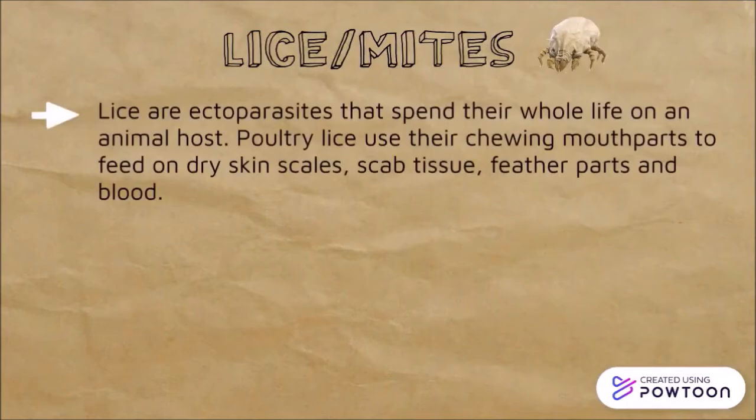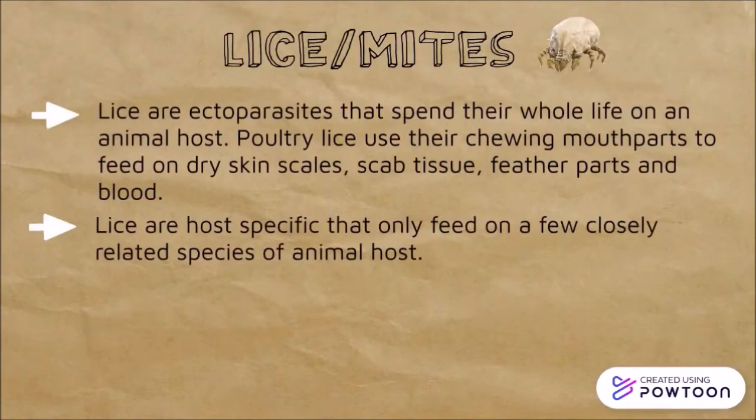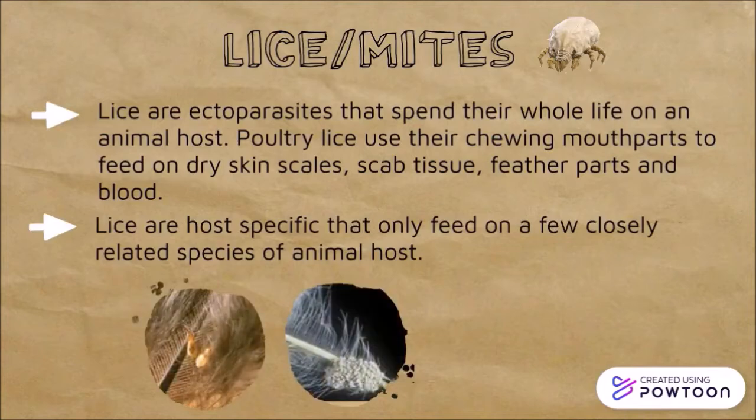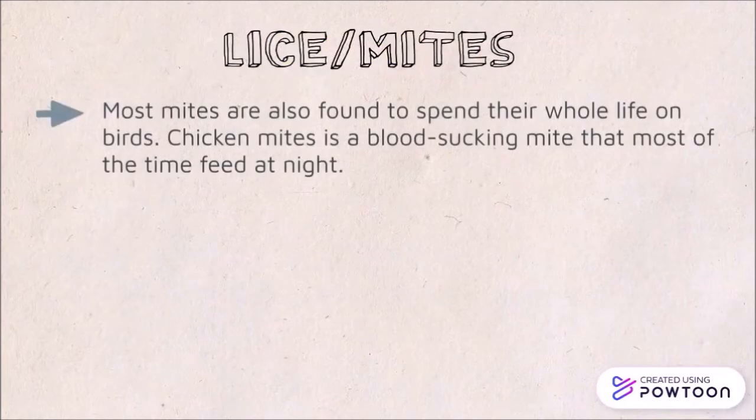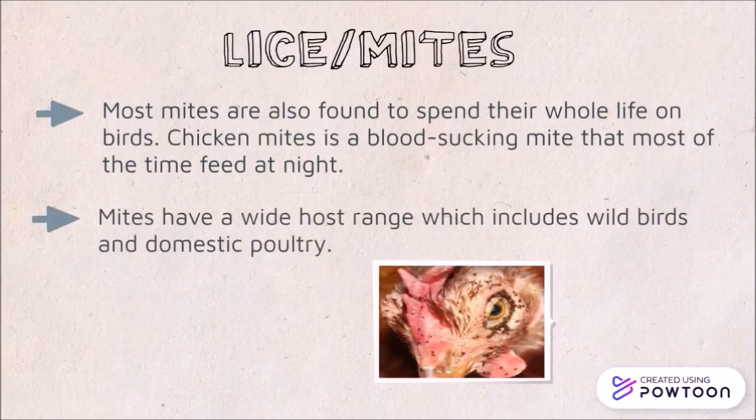Lice are ectoparasites that spend their whole life on an animal host. Poultry lice use their chewing mouthparts to feed on dry skin cells, scalp tissues, feather parts, and blood. Lice are host-specific and only feed on a few closely related species of animal hosts. Mites are also found to spend their whole life on birds. The chicken mite is a blood-sucking mite that mostly feeds at night.